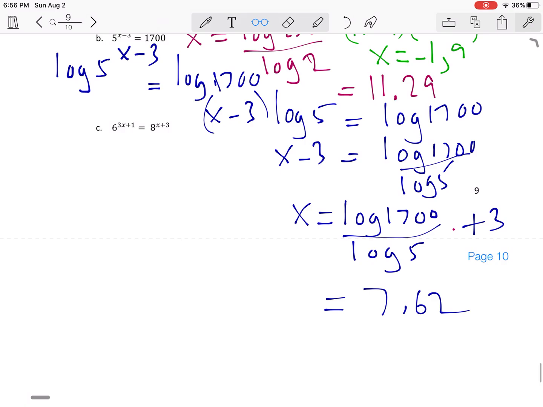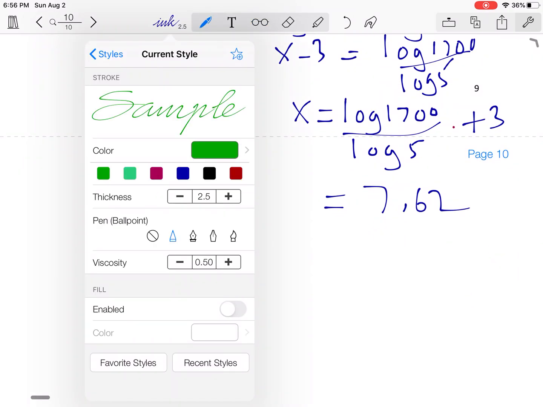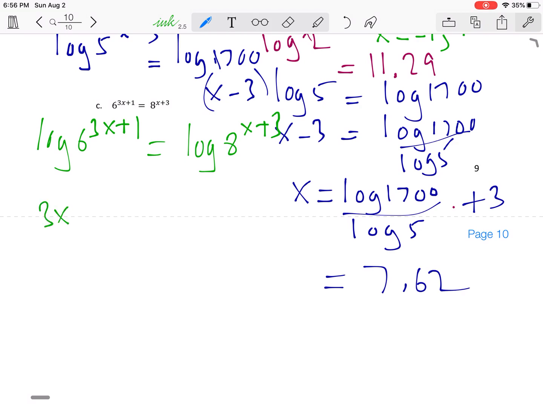Okay, and the last one here is a little bit different. So you notice I'm doing the same thing for each question. We're taking the log of both sides. Okay, and then take the exponents and put them in the front. Okay, so that's using the logarithm rules.